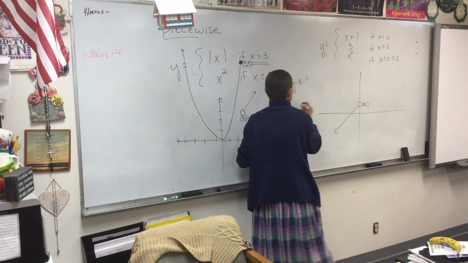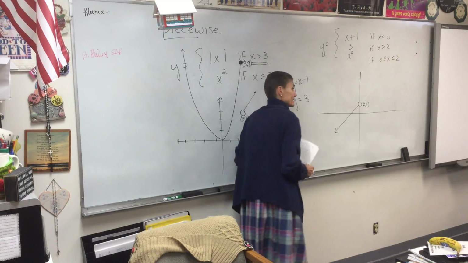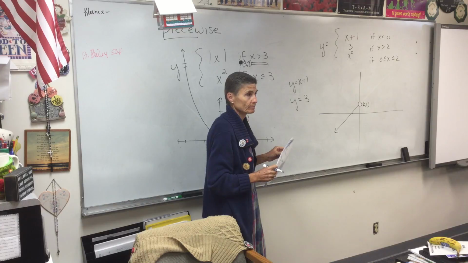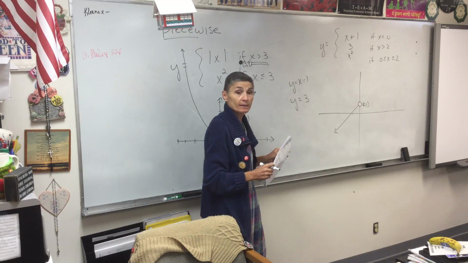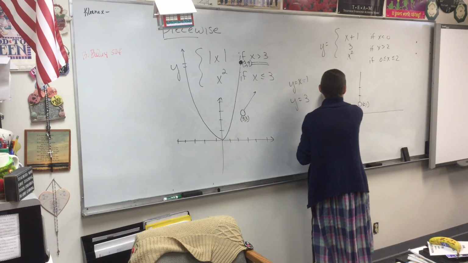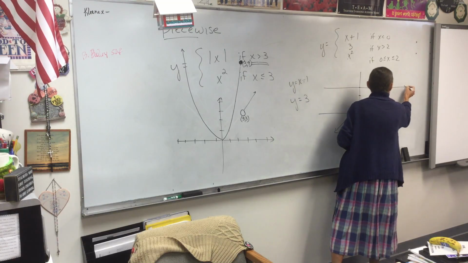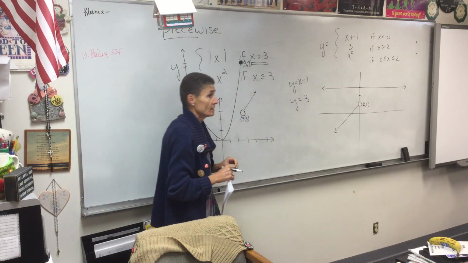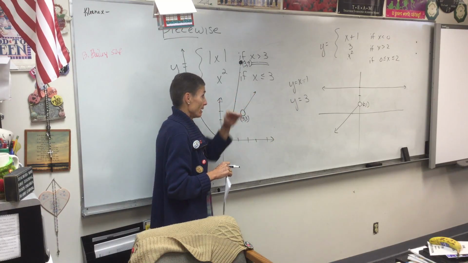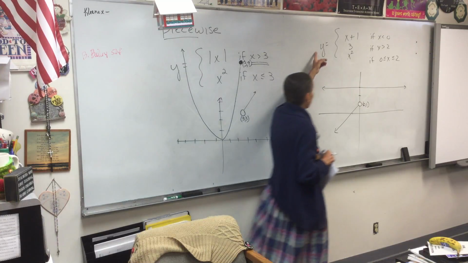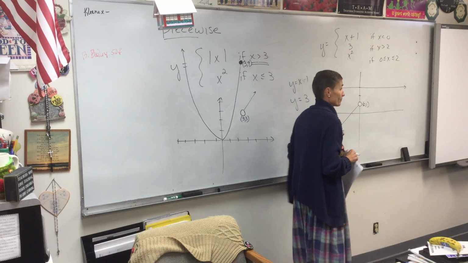Now my next equation is y equals 3. What does that look like? Y equals 3. Yeah, exactly. Thank you. That's exactly right. It is a horizontal line, kind of like our horizontal asymptotes we were talking about. At y equals 3, up 3. This says y equals 3.